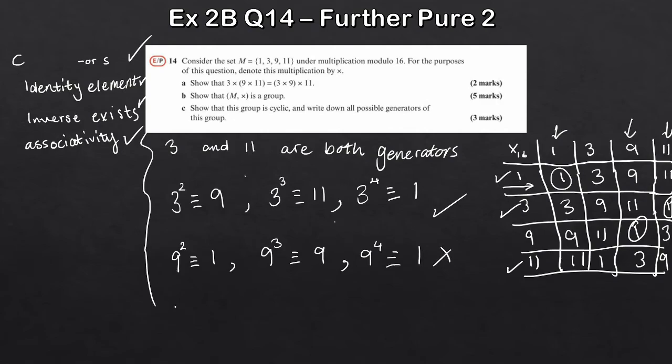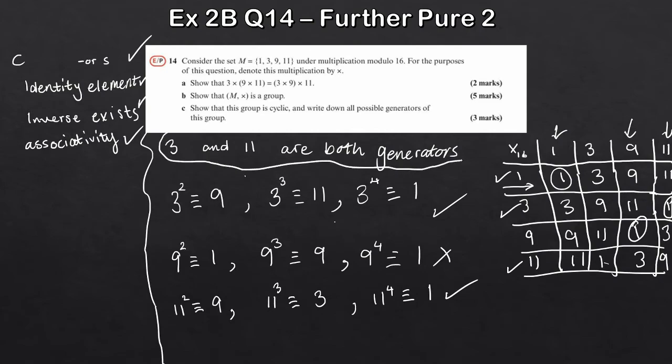And you can test it again with 11. So we do 11 squared. Just mark that off. So 11 squared, that's 11 times 11, so that gives me 9. And then we do 9 times 11, so that gives me 3. So 11 cubed is 3. And then if we do 11 to the power of 4, that's going to be 3 times 11, which gives me 1. Perfect. So therefore, that's how you know 3 and 11 are both generators.